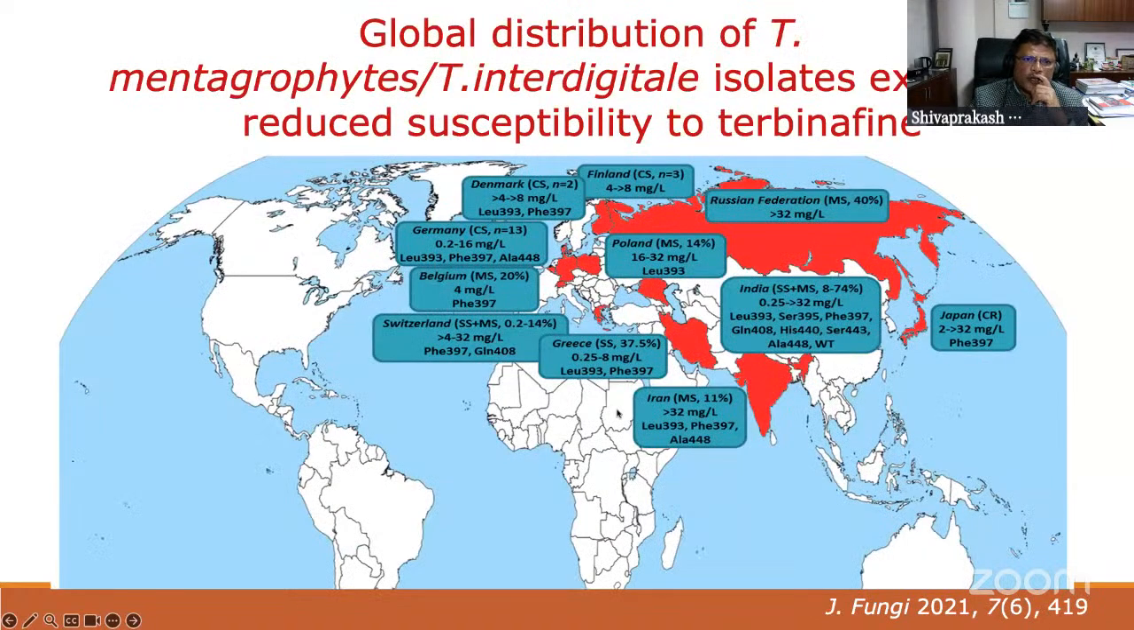Another important resistance problem that is occurring, and it all started mainly from India, is Trichophyton mentagrophytes, interdigital type. Now it is called Trichophyton indotineae. We all know that terbinafine is a major drug for the treatment of dermatophytosis.